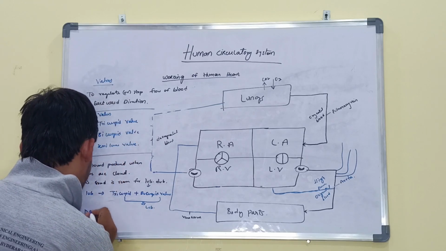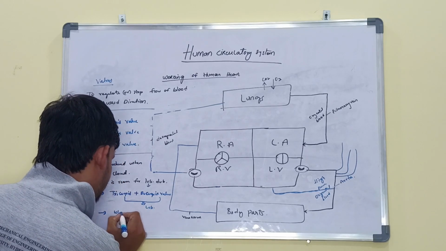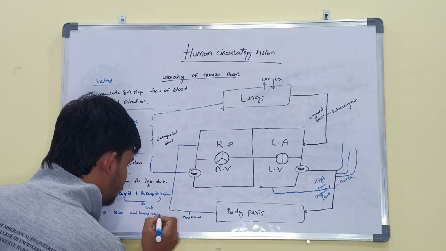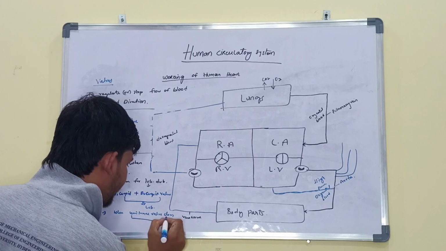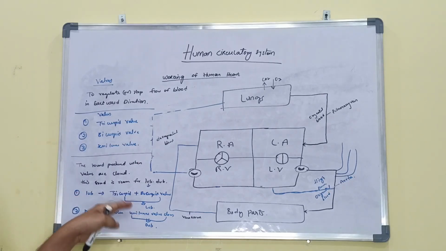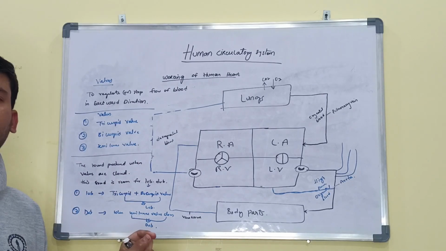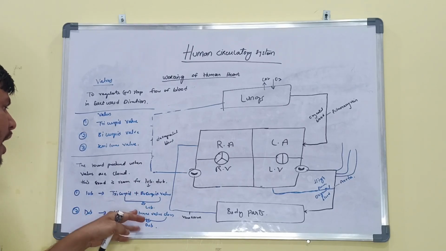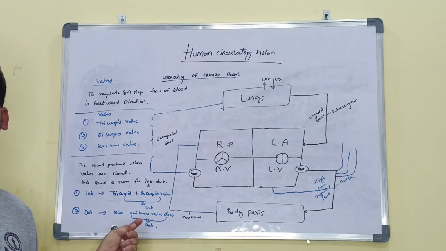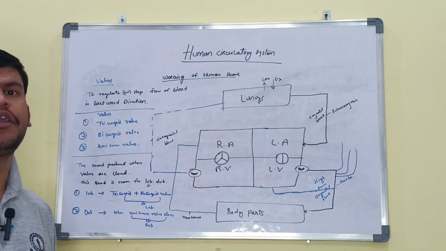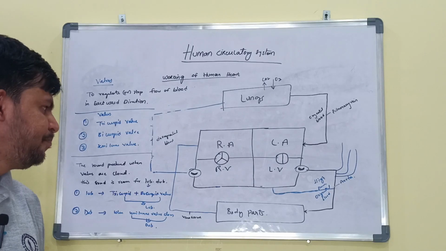Second one is dub. When the semi-lunar valve closes, then it will generate a sound, which is dub. This is the main reason for the lub dub sound. When the valves are closed, the sound generated by the heart is lub and dub. If the lub dub sound is coming out, then the doctor will think that he is in a normal condition, and he will give some medicines to treat.